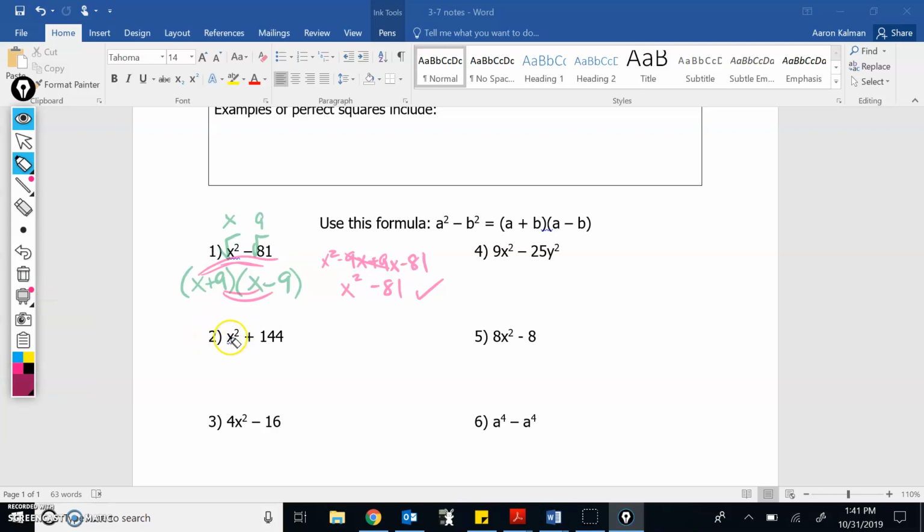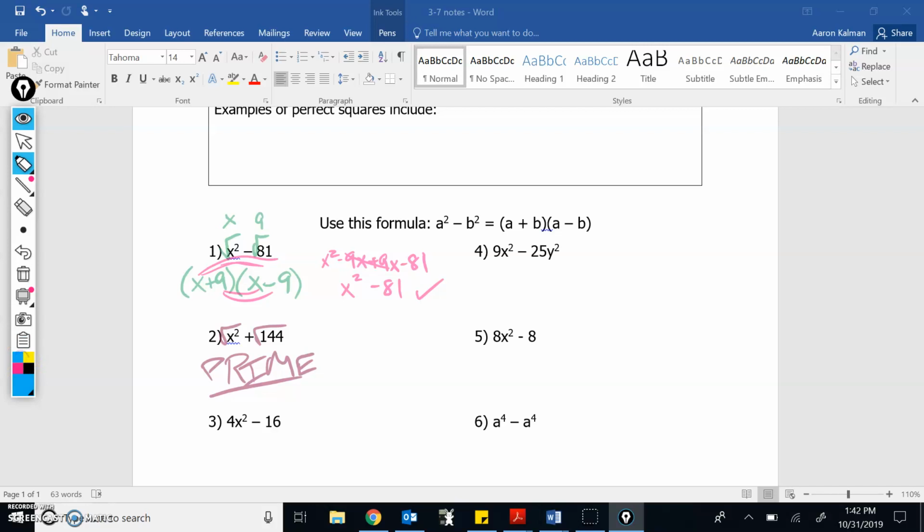Example number 2, x squared is a square root. It's a perfect square. Great job. 144 is a perfect square. However, since there's a plus sign in the middle, we cannot use this formula. Therefore, we cannot factor by difference of squares, and we write prime. That means there is no simplification that we can do to this binomial.